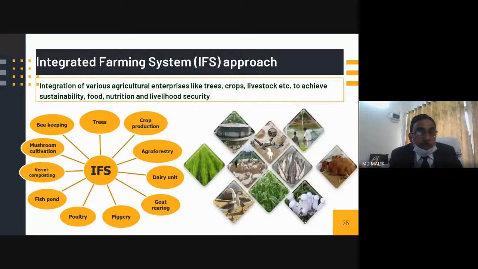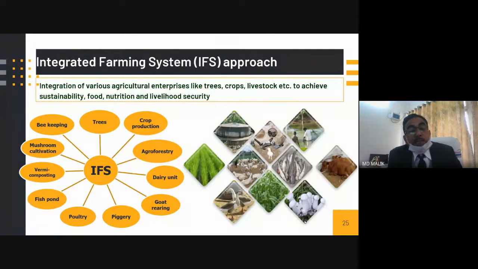So here comes the integrated farming system approach to meet the demand. As I have mentioned earlier, we have to include as many components as per the requirement in the integrated farming system. Here we include the tree component, livestock, crops, agroforestry, dairy unit, goat rearing, and piggery, which is very important in the northeastern region. Then we have poultry also.